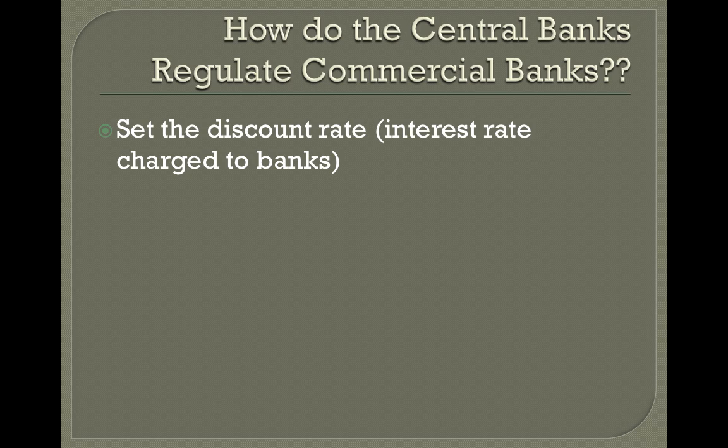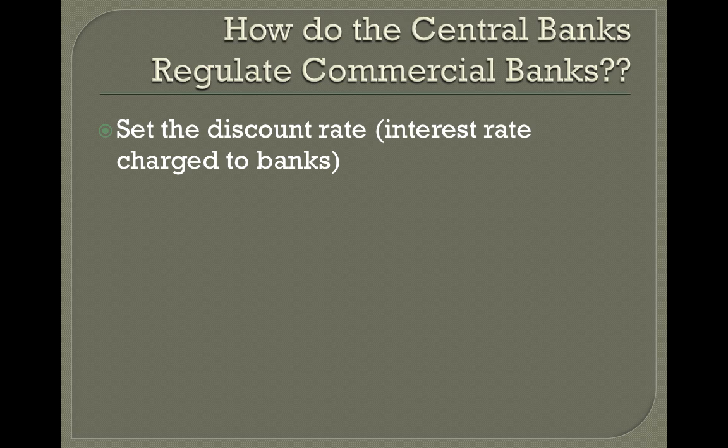Your commercial bank, the bank down the street from you, when they need money to lend out to their customers, or their clients rather, will borrow money from the central bank. And the money that it borrows from the central bank, it's also charged an interest rate. It's an interest rate set by the central bank, and it's called the discount rate. So when the central bank sets the discount rate, your commercial bank will base its interest rate off of that discount rate.